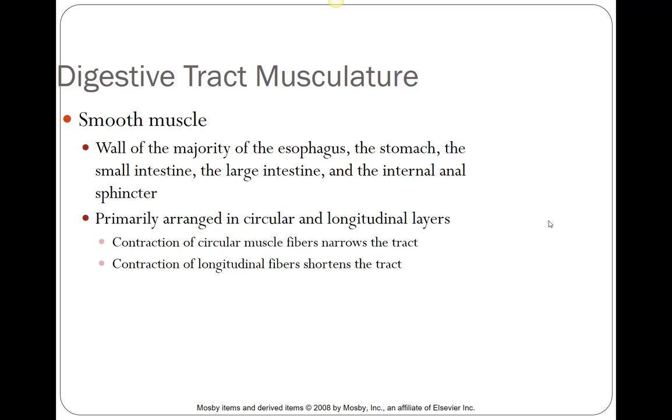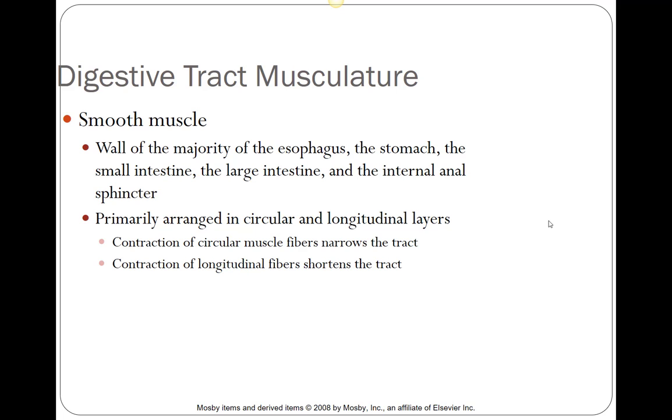So the smooth muscle is the majority of the esophagus. There's some skeletal muscle mixed in most species, except for the ones that I mentioned, and smooth muscle is going to be found throughout the stomach, small intestine, large intestine, back into the rectum. There's actually an internal anal sphincter that is smooth muscle. The external anal sphincter, the one that you have voluntary control of, is actually skeletal muscle. So the majority of the digestive tract is made up of smooth muscle.